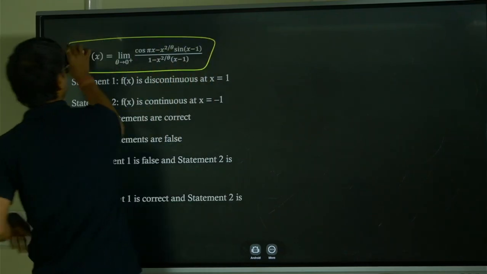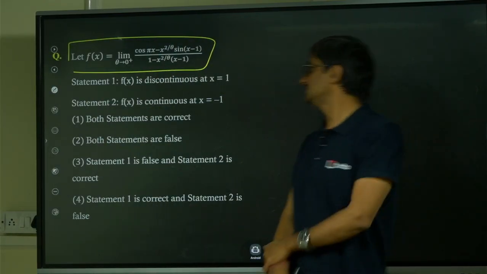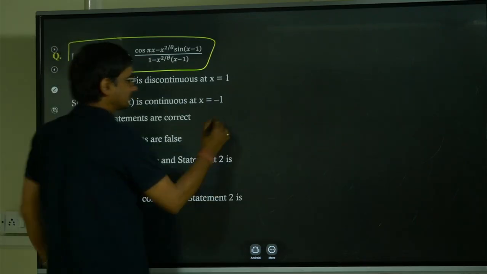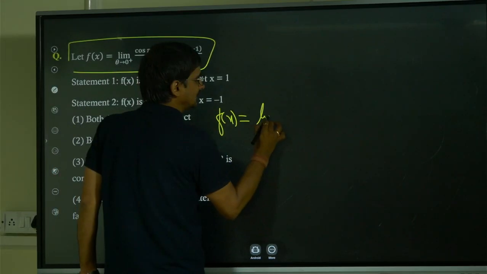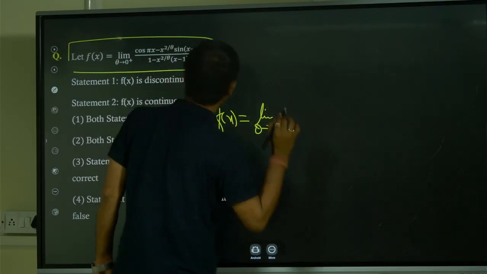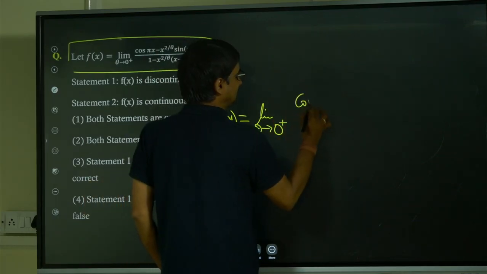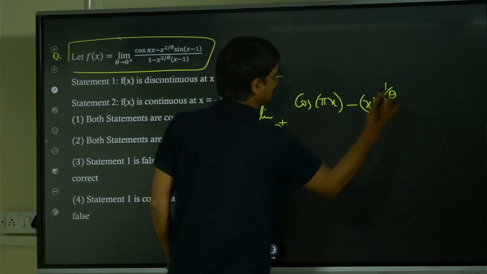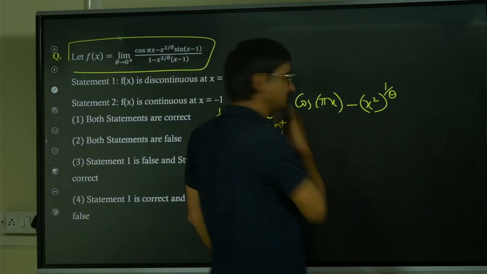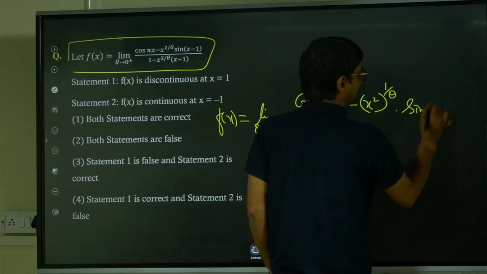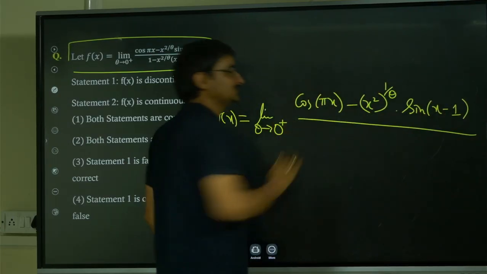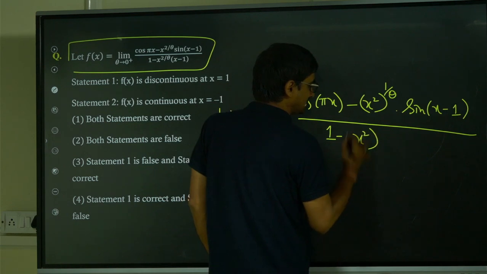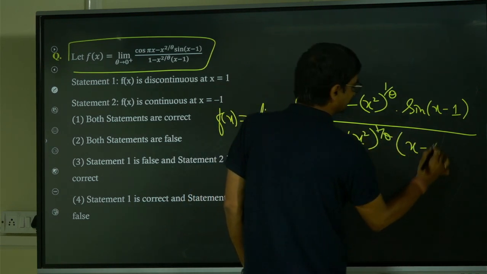Let f of x be this. Statement 1: f(x) is discontinuous at x is equal to 1. It is continuous at x is equal to minus 1. See, that's interesting. Limit as theta approaches 0 from the right side, positive, cos of pi x, so it is independent of theta, minus x square raised to the power 1 by theta. That's the purpose actually for giving it as 2 by theta, into sine of x minus 1. What does that mean? That means whatever x be, positive or negative, there won't be any problem as theta goes to 0. So 1 minus x square raised to the power 1 by theta into x minus 1. Great.